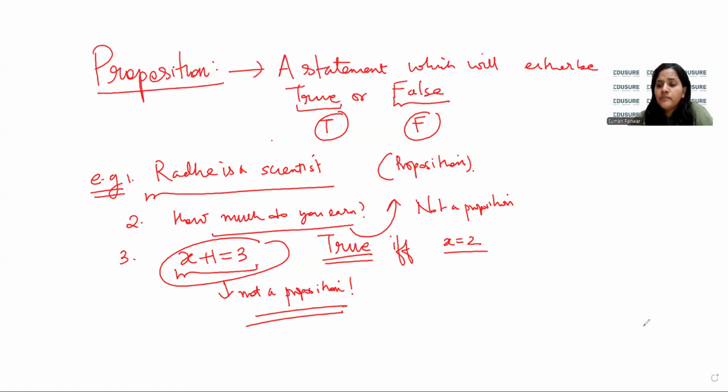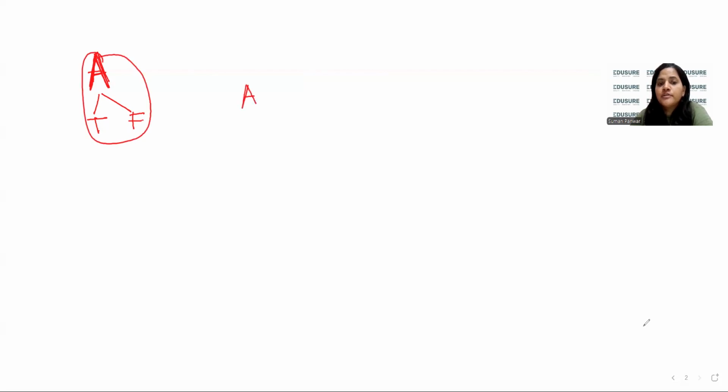Now, suppose we have two propositions. Okay. Proposition A. So when I say A is true, we denote that by T. And if I say A is false, we denote that by F. Okay. So for example, we have two propositions, proposition A and proposition B.